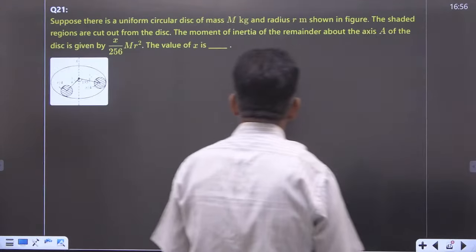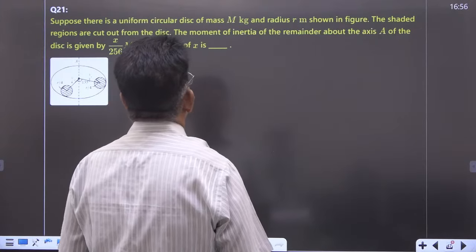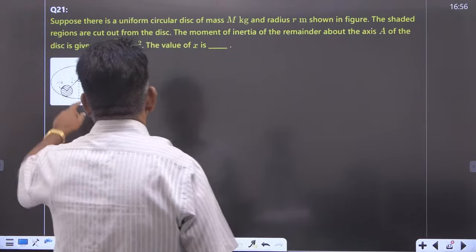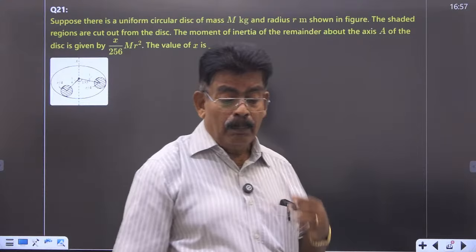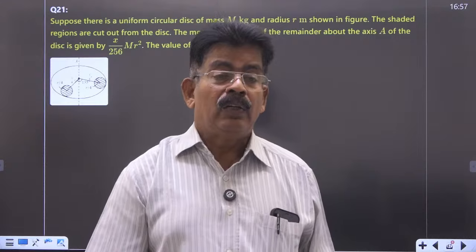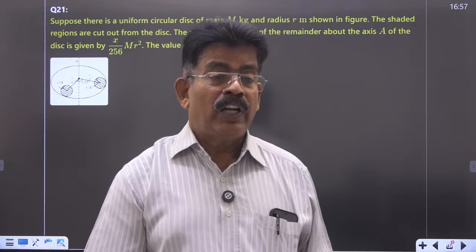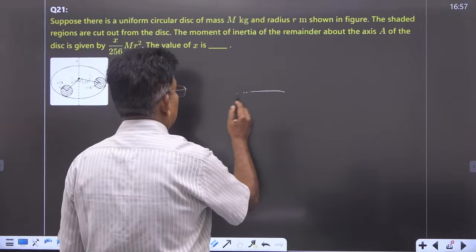Okay, we go to the next question. Now, suppose there is a uniform circular disk of mass M. The axis is passing through the center and perpendicular to the plane, not along the diameter. Better I draw the diagram like this.